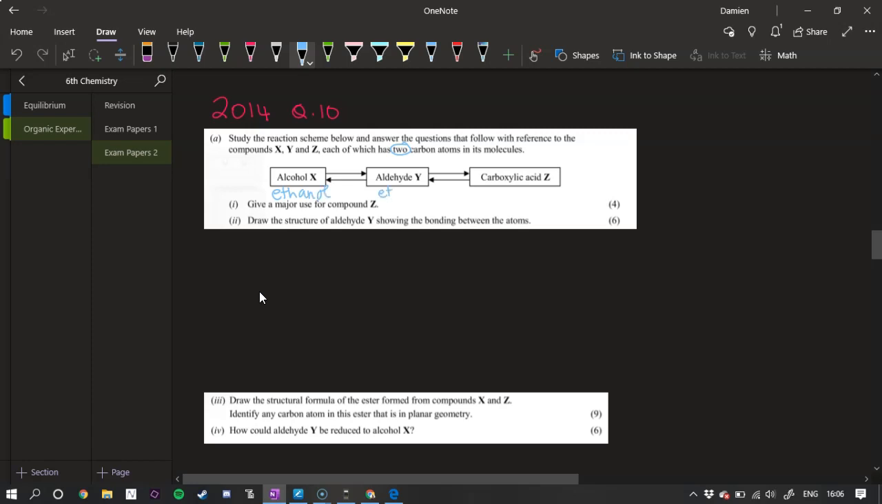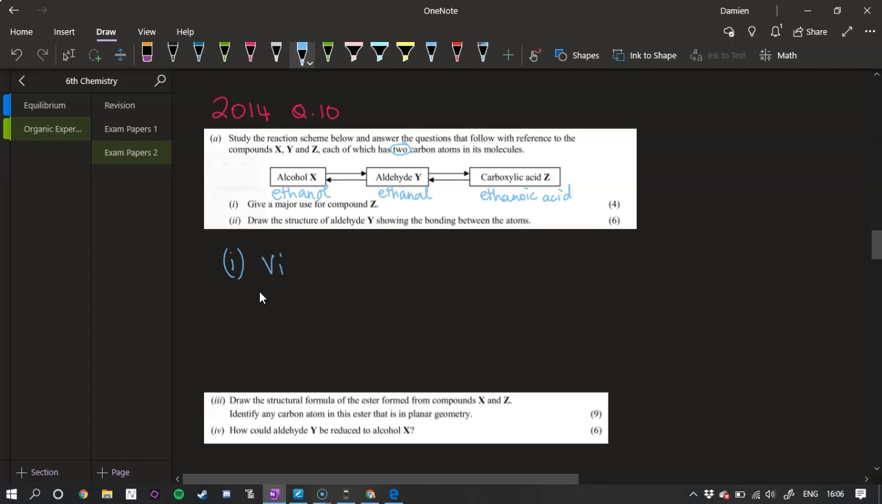Aldehyde Y definitely has to be ethanal. And then your carboxylic acid has got to be ethanoic acid. So 2 carbons gives you those 3 compounds. Give a major use for compound Z. So compound Z is ethanoic acid.